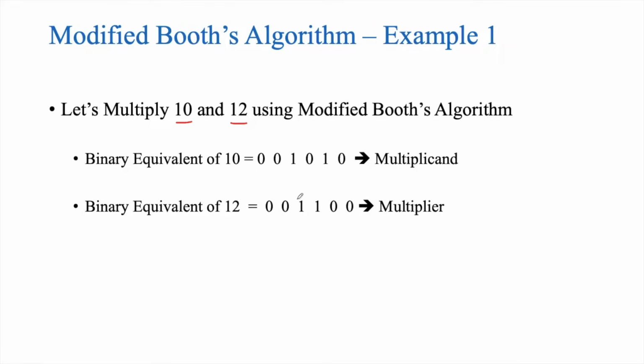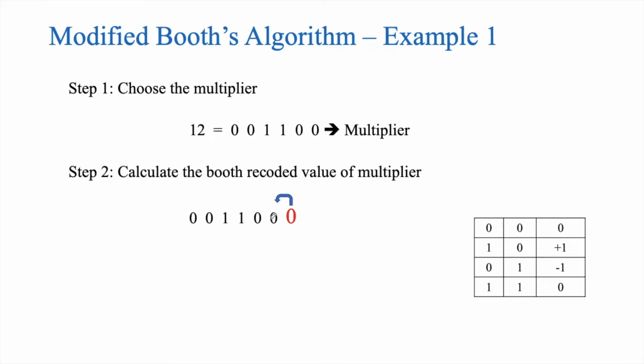So we are considering these two values 10 and 12, and we are going to multiply these two numbers using modified Booth's algorithm. In order to do that, the first step is to select the multiplier alone. We are not worrying about the multiplicand, we are just selecting the multiplier. What is the binary equivalent of the multiplier? We have already discussed in the last slide. It is 0, 0, 1, 1, 0, 0.